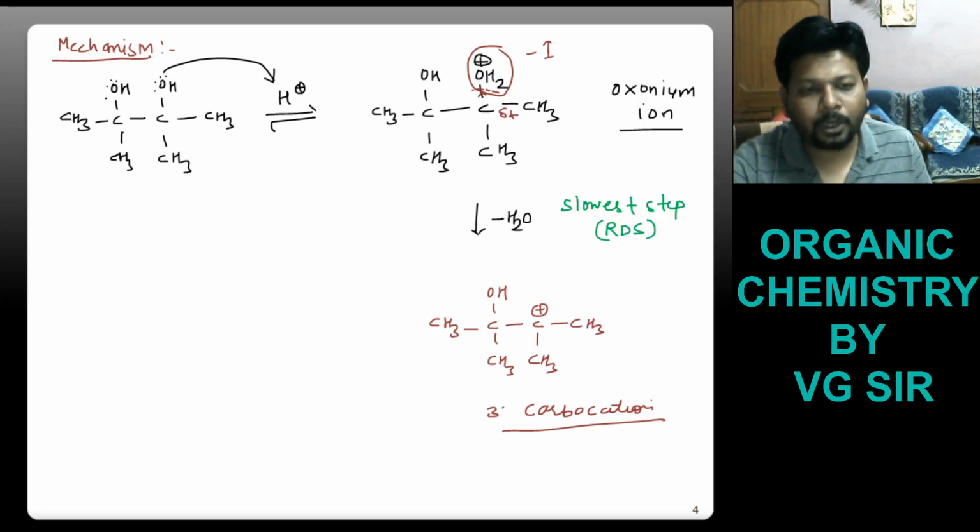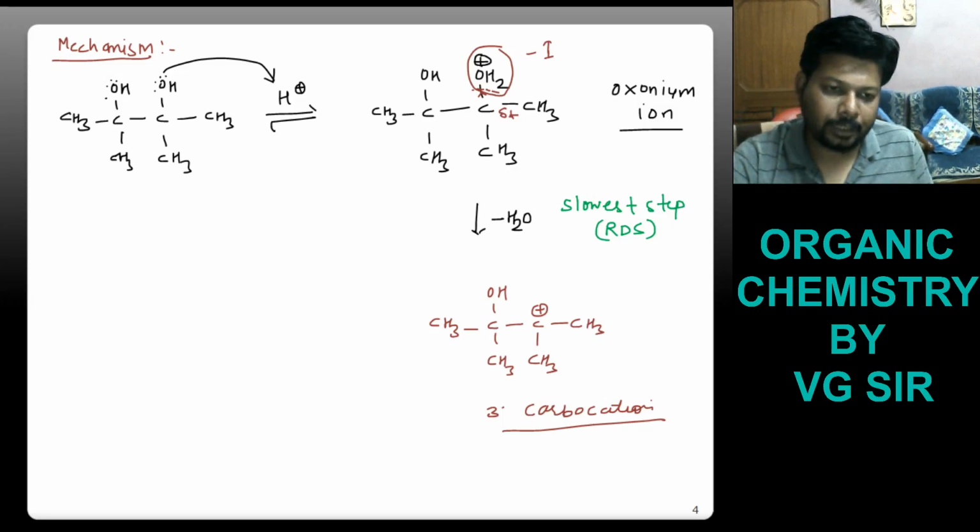It is a quite simple concept which you have already studied in the carbocation concept. That is, if the carbocation to be formed is a very stable carbocation, then the reaction will be quite fast. Is that clear? So now we have a 3-degree carbocation, which is quite stable. Now what happens?